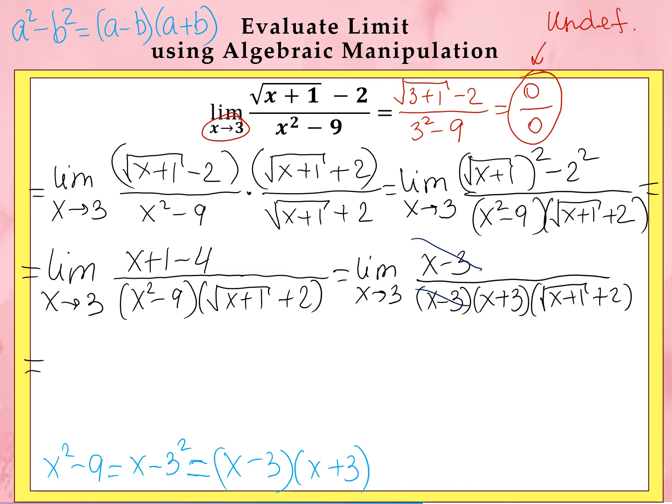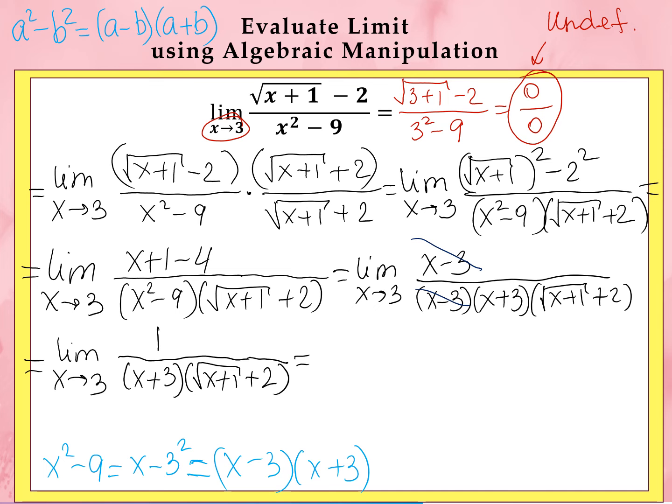Now we have the limit as x approaches 3 of 1 over (x plus 3) times (square root of x plus 1 plus 2), equals. Now we try our approach again, substituting directly. We take x equals 3 and substitute directly in our function, 3 instead of x here and 3 here. Maybe the situation changes and we will have a good number.